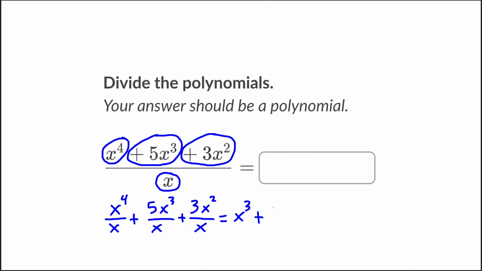or divide by x, right? There's a few ways to look at it, but it's going to be 5x squared. Okay, and what else we got? Plus 3x. Okay, because when you have two x's and you take away an x, there's only one x left, right? So that's why it's going to be 3x. Let's go ahead and write it in our little box over here, right?